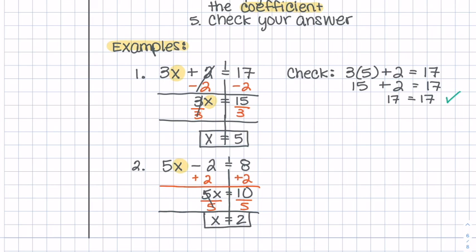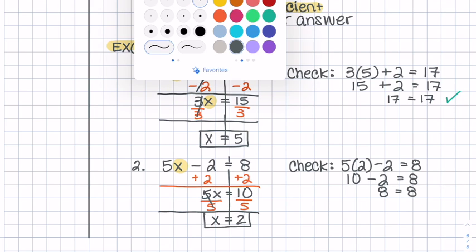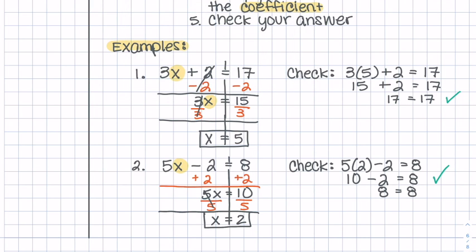Don't forget to check your work. So I'm going to check my work here. If x is 2, I'm going to rewrite my equation, but instead of x, I'm going to write 2. 5 times 2 is 10 minus 2 equals 8. And 10 minus 2 is 8. Both sides are balanced, which means this is the correct answer. Okay?